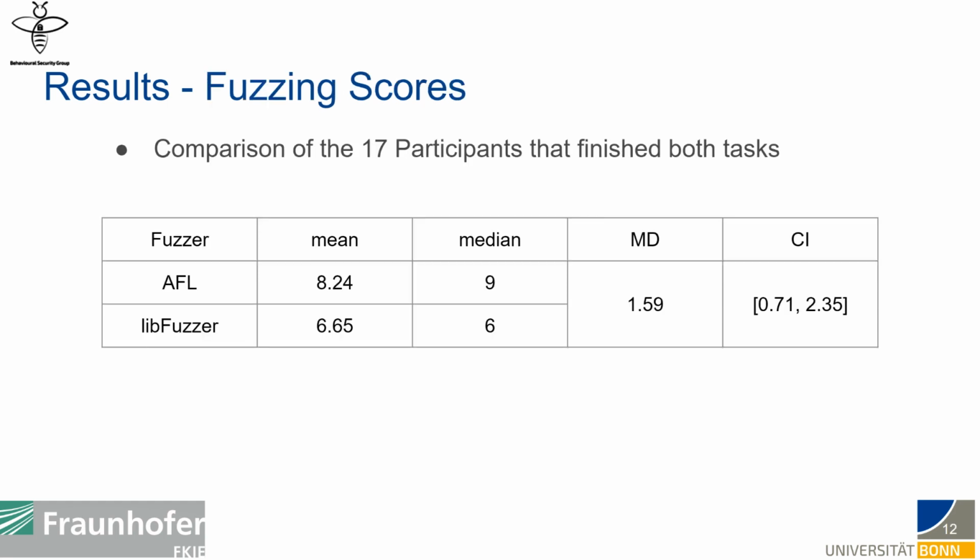If we compare the scores of the 17 participants that finished the study, the differences between AFL and libFuzzer are strong. For those 17 participants, the median score of AFL is 9 and the mean is 8.24, while the median and mean in the case of libFuzzer are 6 and 6.65. Therefore, the difference between means is 1.59. On average, the groups are divided by more than 1.5 points in favor of AFL.